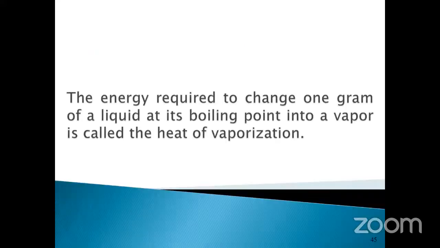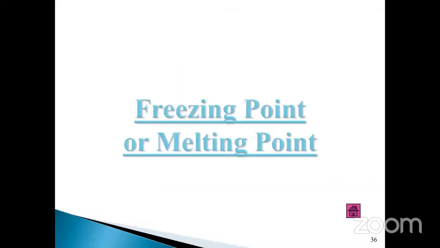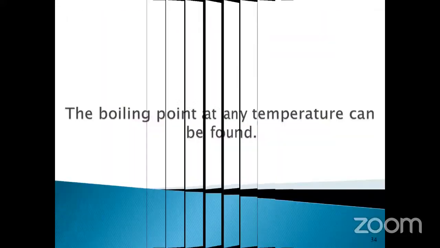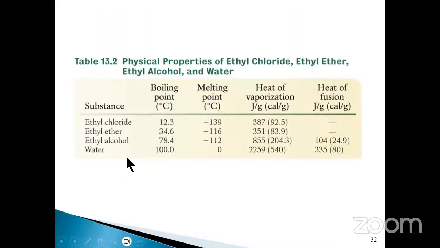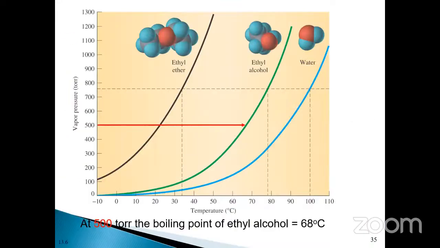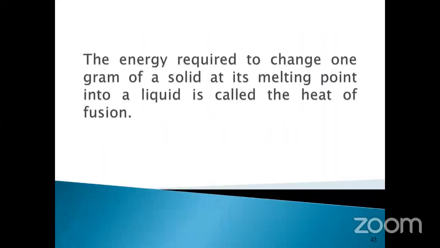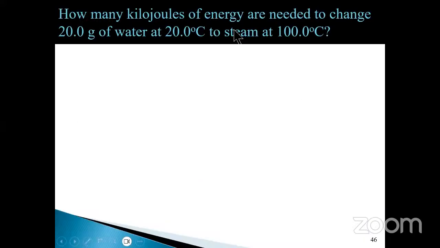So again, if I go back to the table here, the heat of vaporization for water is 2259 joules or 540 calories per gram, all right? So going back here, we can work this problem here.